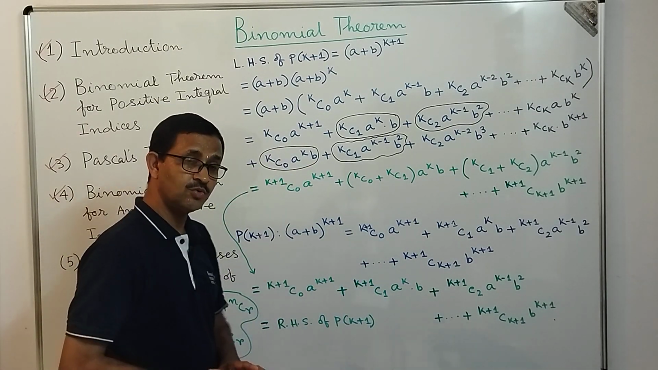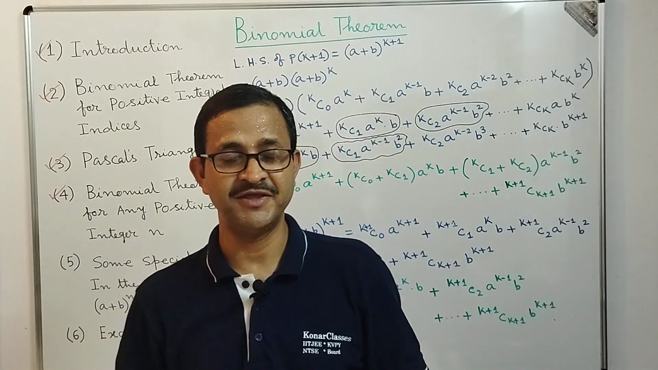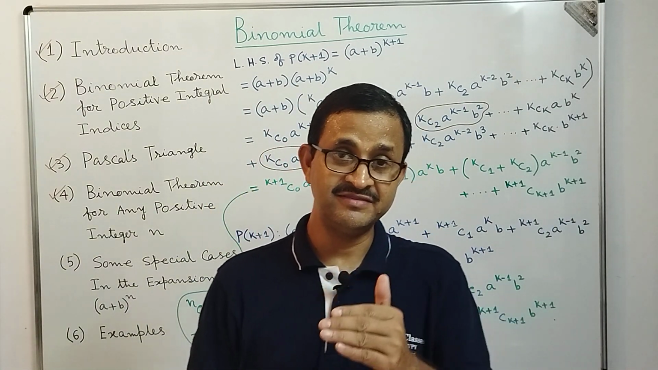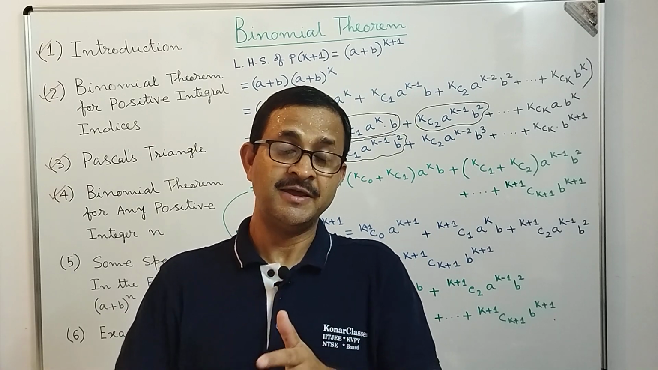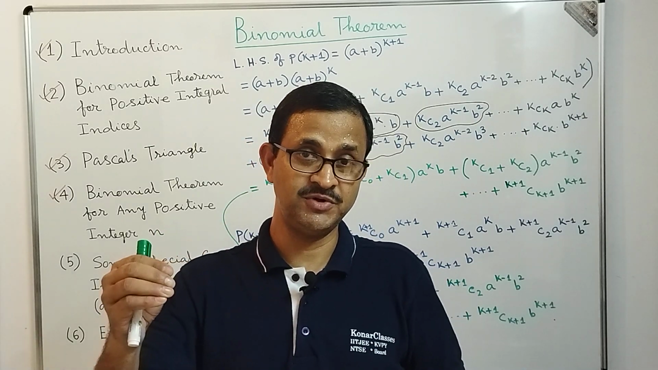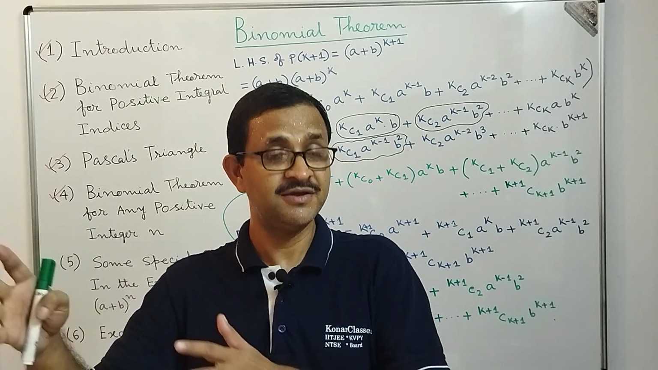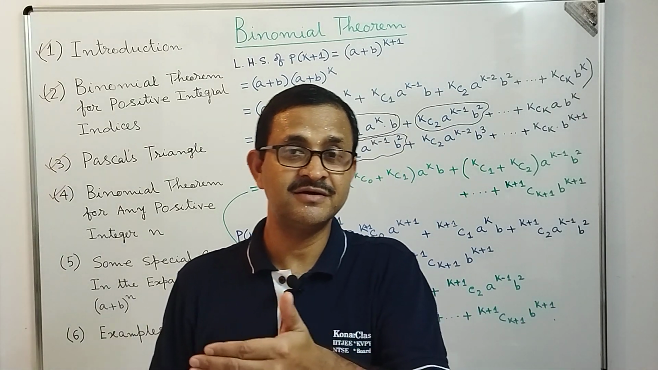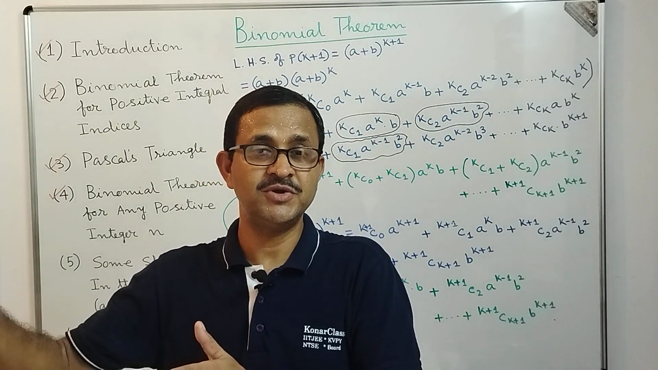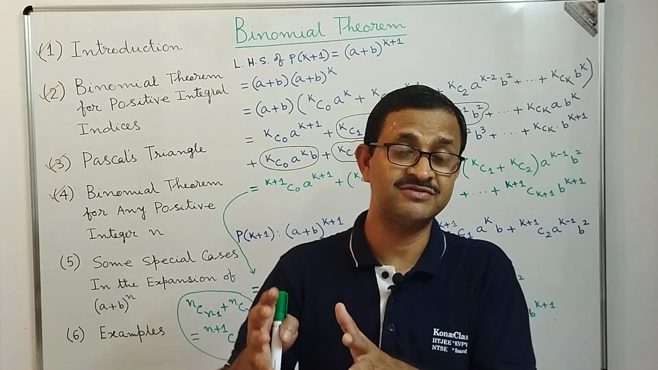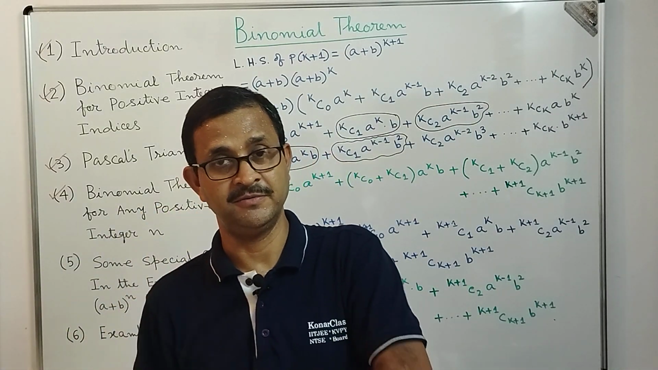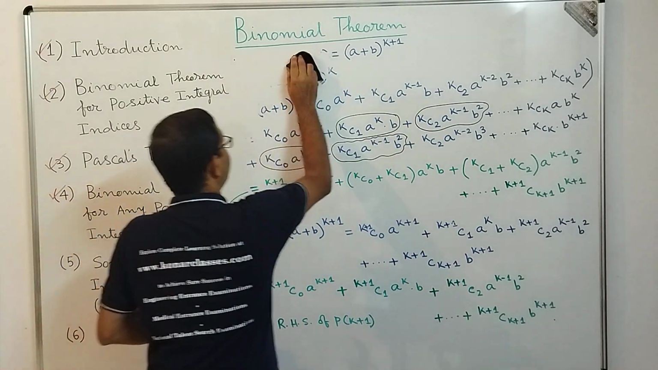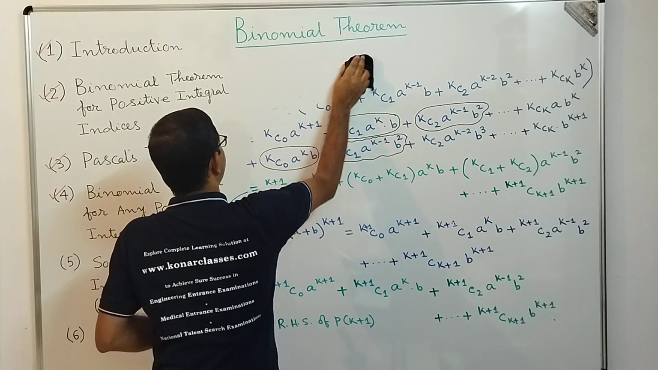b power n is equal to, let me read out and you can verify, a plus b power n is equal to nc0 into a power n plus nc1 into a power n minus 1 into b plus nc2 into a power n minus 2 into b square. In that way, you can consider the r plus 1th term as ncr into a power n minus r into b power r, continued until the last term, that is the n plus 1th term, that is ncn into b power n. Okay.